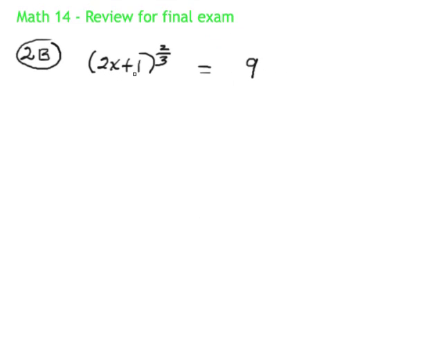In 2b, we also have an expression to a fractional exponent equal to a number. So we start by raising both sides to the reciprocal. Okay, and here the reciprocal has an even number in the denominator, in fact 2 in the denominator. So that means we're taking the square root of both sides.